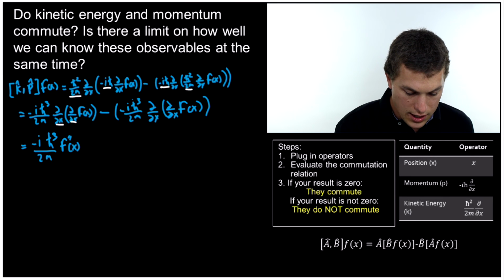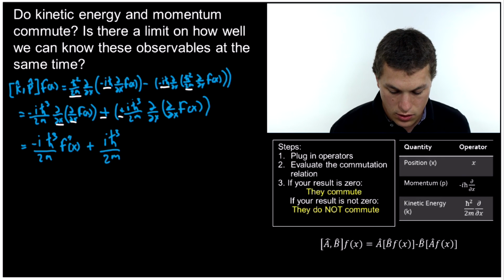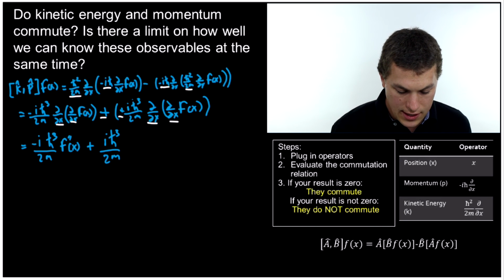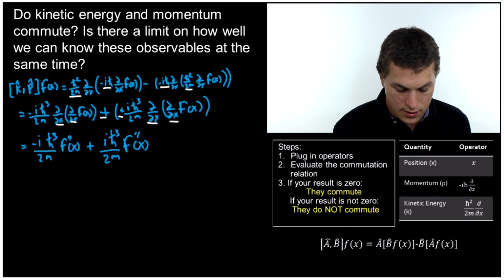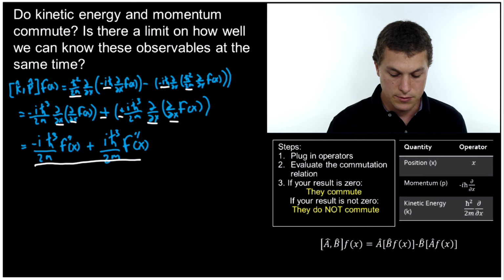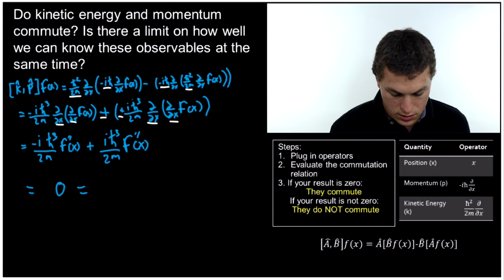Now here, our negative signs cancel out and we get positive. So we're going to add, once again, i h bar cubed over 2m. And then once again, we take the derivative twice of f of x, and that's just going to give us f of x double prime. And so you can see right away that those are equal and opposite terms. And so what they're going to do is they're going to cancel out to 0. And that means that our commutator, k hat, p hat, is equal to 0.